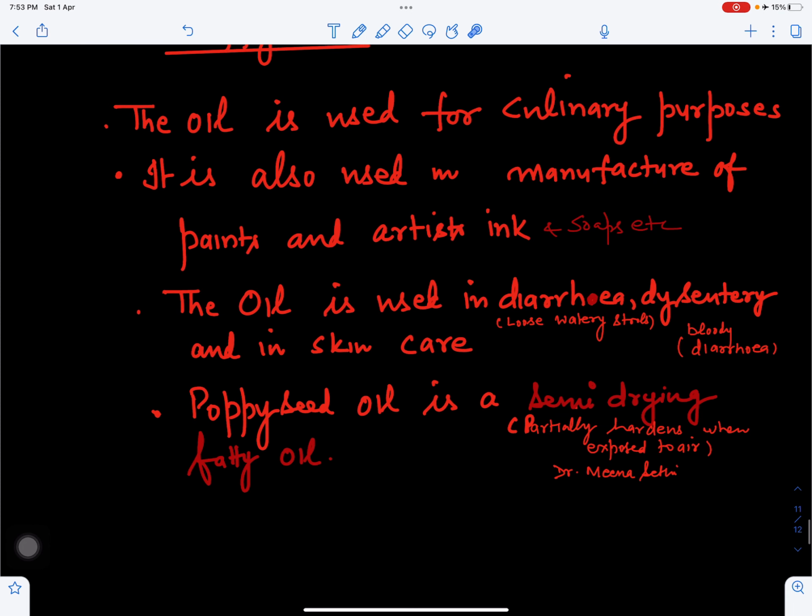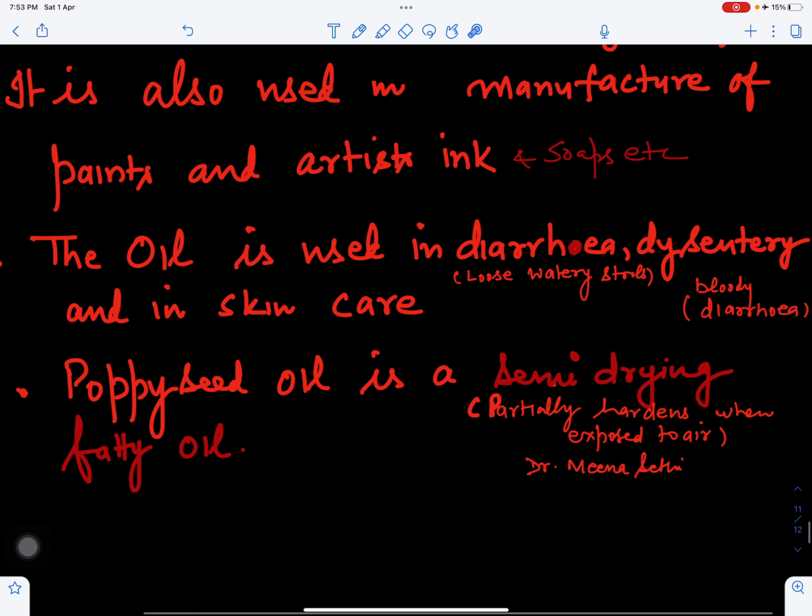This oil helps in controlling diarrhea and dysentery. Diarrhea is loose watery motions, and dysentery is when blood is there with the motion. So this is bloody diarrhea. Poppy seed oil is a kind of semi-drying oil. What is semi-drying oil? When the oil is exposed to air, it partially hardens.